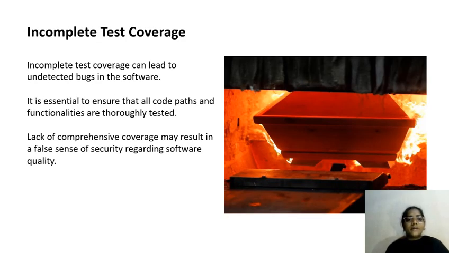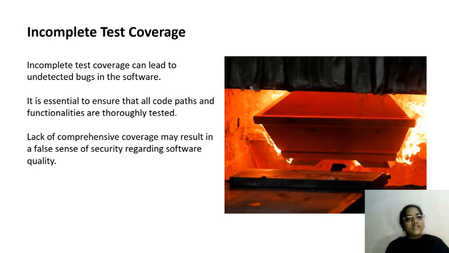Next, incomplete test coverage. Incomplete test coverage means the test coverage phase is not completed. It can lead to undetected bugs in the software. In this incomplete test coverage, we don't detect the bugs because we did the test coverage incompletely. It is essential to ensure that the code paths and functionalities are thoroughly tested. Lack of comprehensive coverage may result in a false sense of security regarding software quality.